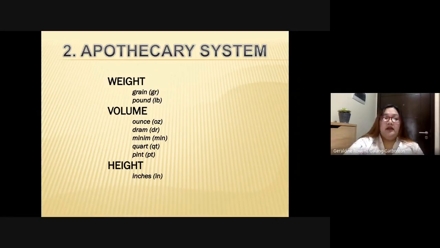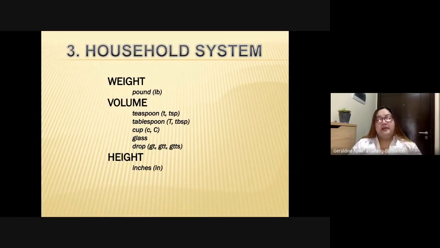Okay? For the household system, it is not as accurate as the metric system because of a lack of standardization of household spoons, cups, and glasses. We can buy them in malls and they come in different sizes, not standard. So the measurements are actually just approximate.